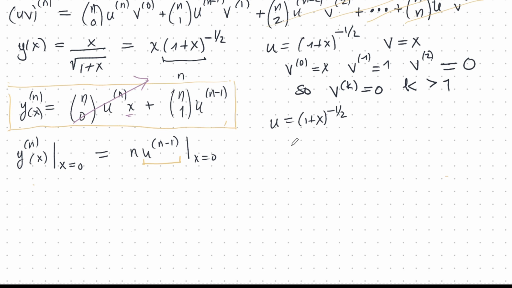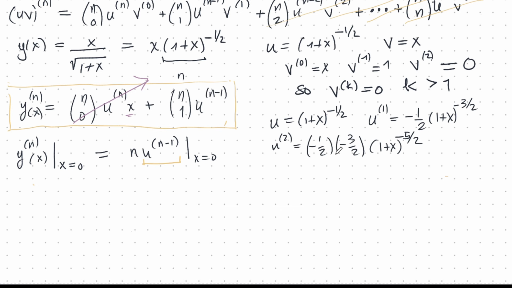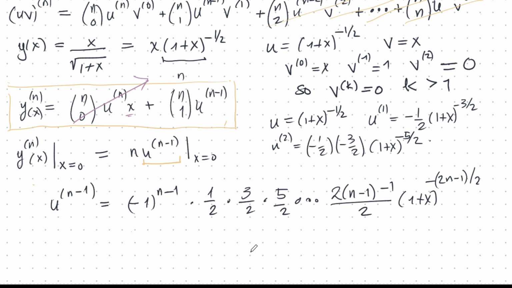Luckily, that's not hard to do. u is (1 plus x) to the power minus a half. u first derivative is this. So u second derivative has these two negative factors, and then minus 5 halves here. So you see where this alternating sign is coming from. So if I play around with this a little bit, I will end up with this expression here. It looks really formidable, but it's just a logical progression of what's going on here. So just do a few more steps and you'll see how it goes, and you'll end up deducing this.